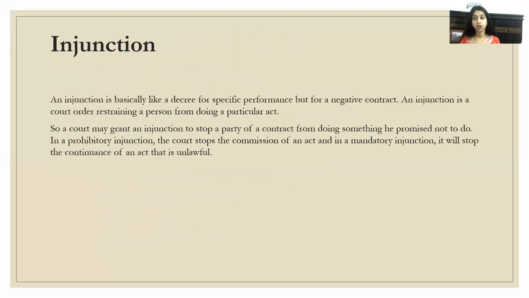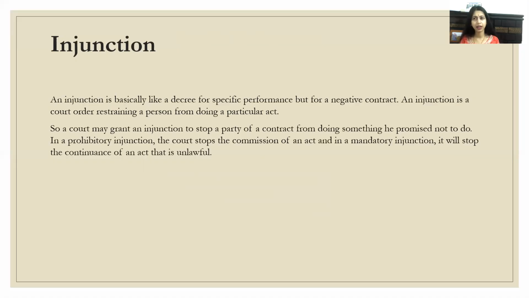Next we have injunction. An injunction is basically like a decree for specific performance, but a negative one. You can also call it a negative contract. An injunction is a court order restraining a person from doing a particular act. So it's a restraining order from the side of the court which restrains a person from doing a particular act.